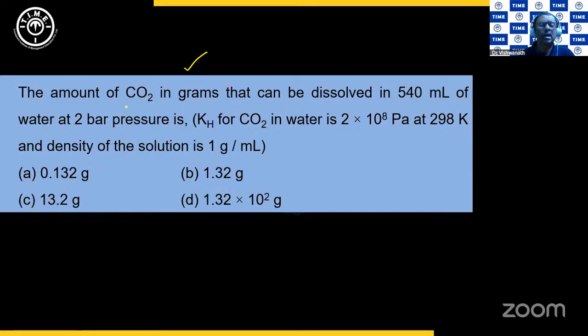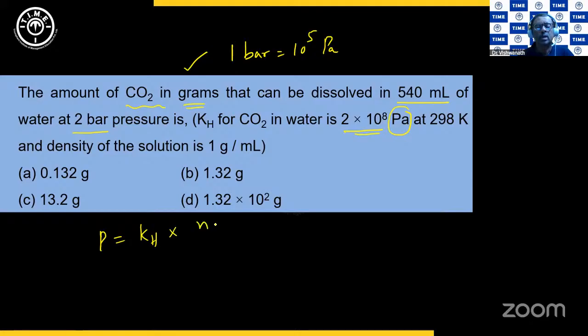The amount of carbon dioxide in grams that can be dissolved in 540 ml of water at 2 bar pressure is... KH for CO2 is given already, but that is in pascals. That we need to convert. You know that 1 bar equals 10 power 5 pascals. So we'll put the equation, P equals KH into X. What is X? Mole fraction of CO2. So number of moles of CO2 by number of moles of CO2 plus number of moles of the solvent. What is the solvent? Solvent is water.